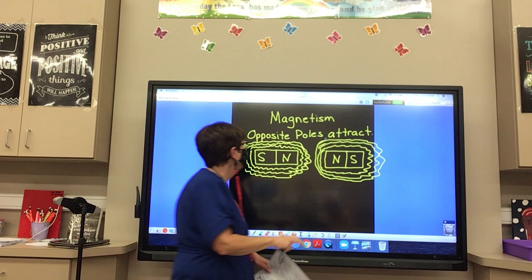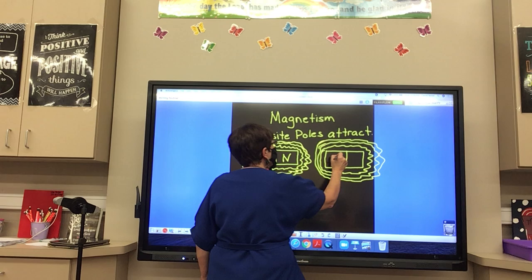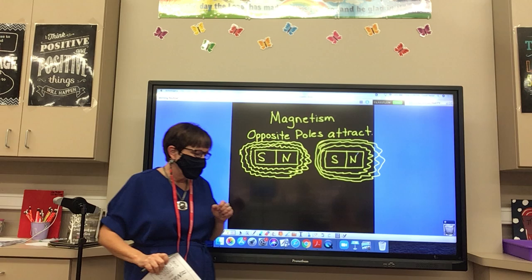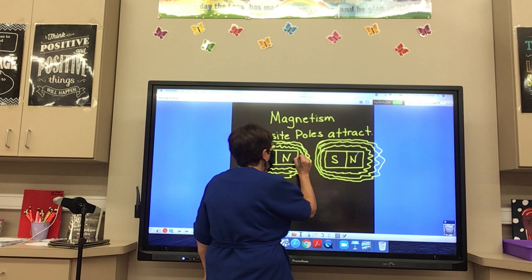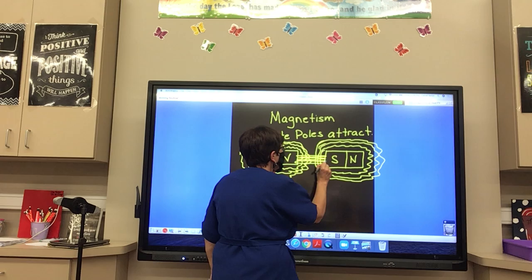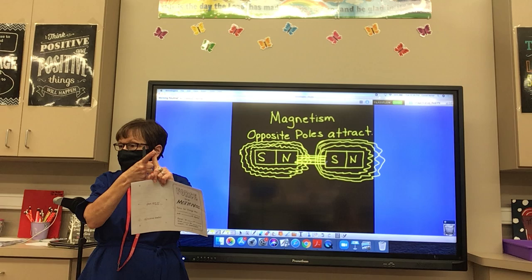Oops, you know what I did? Boys and girls, I made a mistake. Erase your mistake. This should be south and north as well. So south, north, south, north. I was looking at the bottom example. The north and the south are going to attract. So my magnets are going to attract each other, so I'm going to draw attraction lines. If I put my two magnets together, they're going to stick to each other. So let's do that.